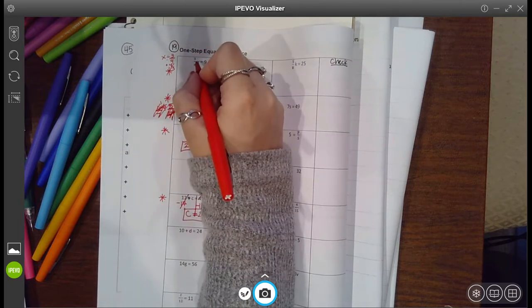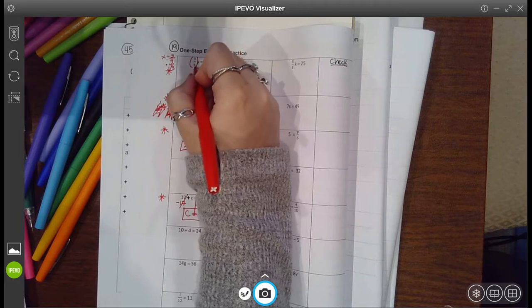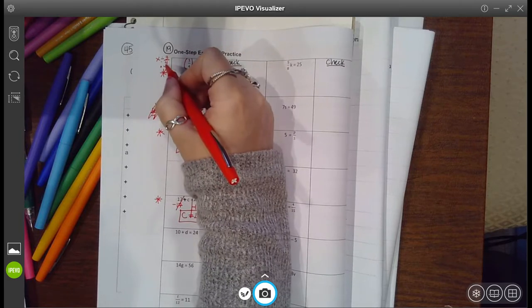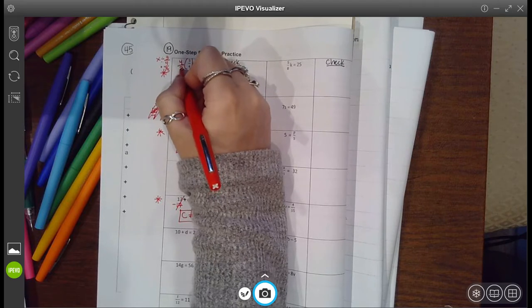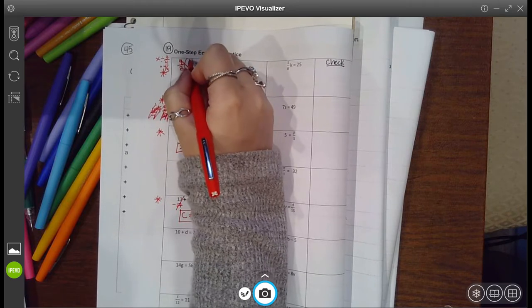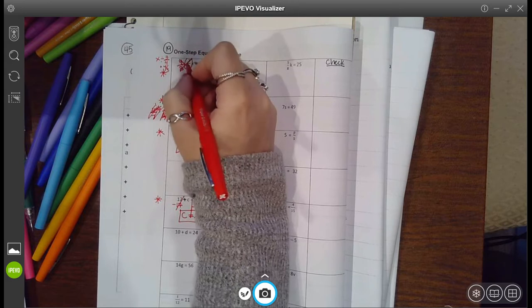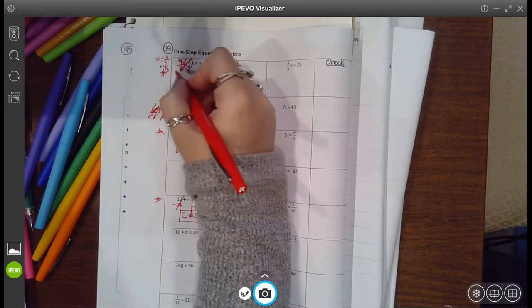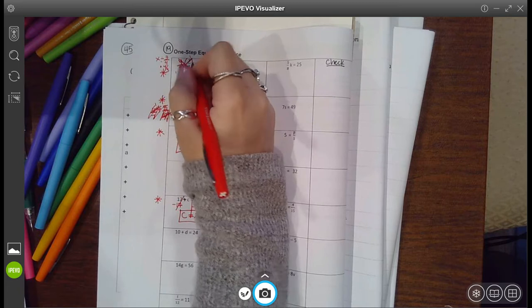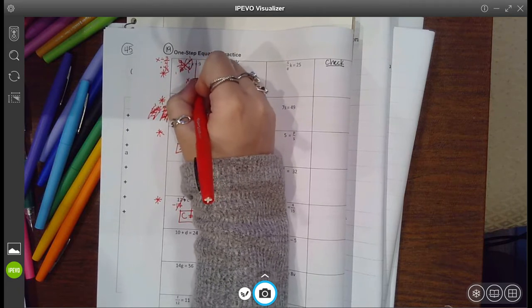So when you're multiplying by a fraction, you divide by the fraction, which basically means you're multiplying by its reciprocal. And when you do that, the 4's cancel and these 3's cancel. And so now you just have 1, 1, 1, 1. So 1 times 1 is 1, 1 times 1 is 1, 1 times x is just x.